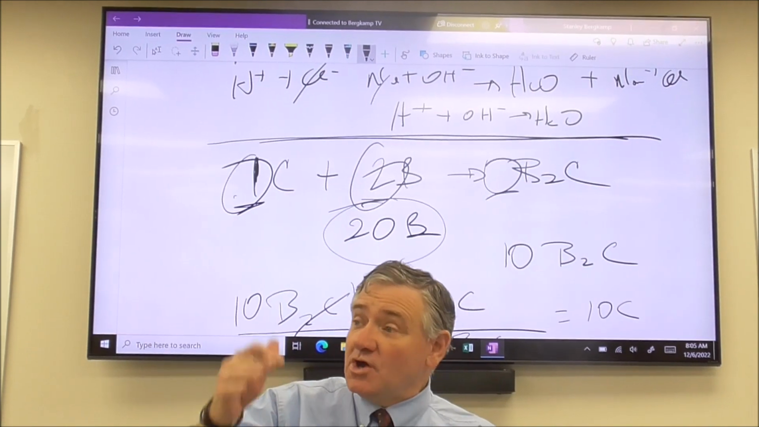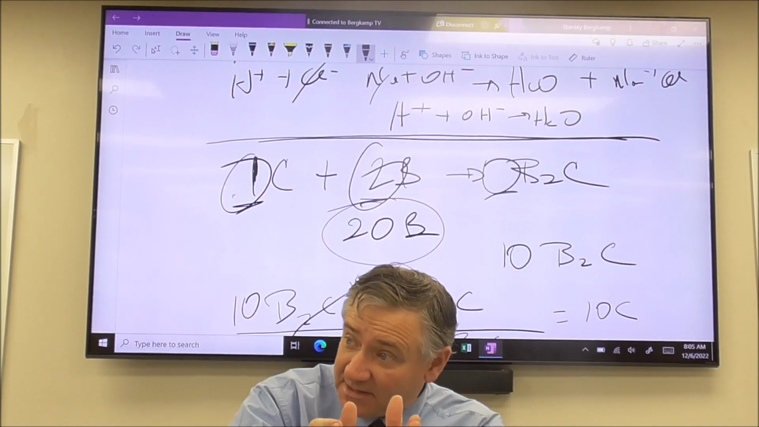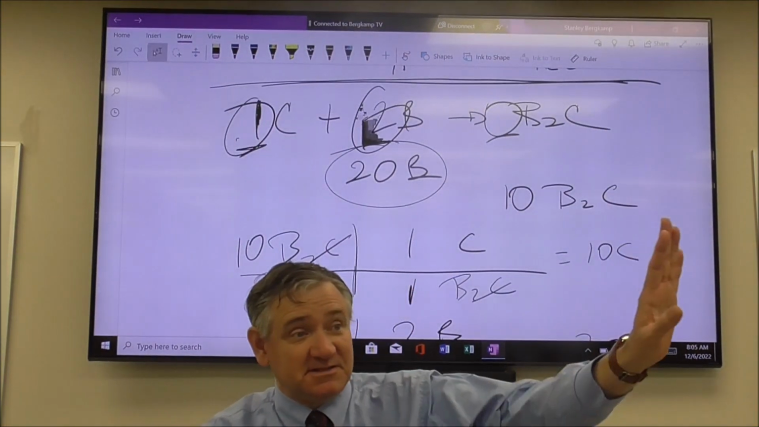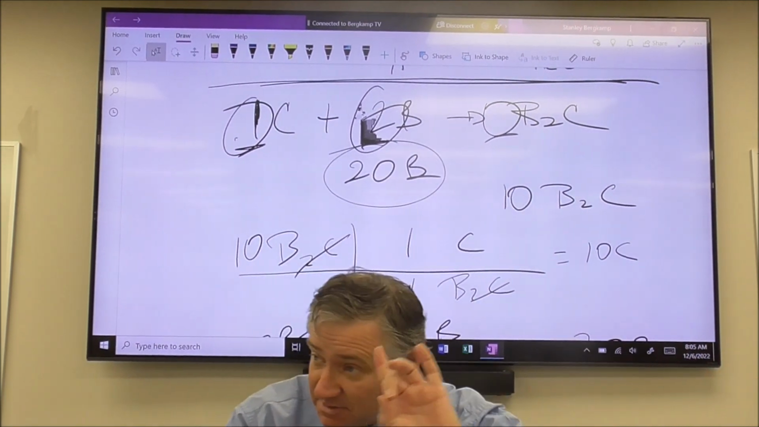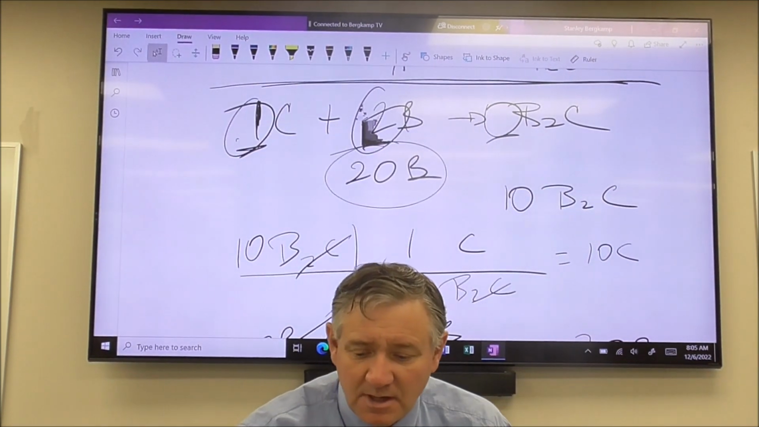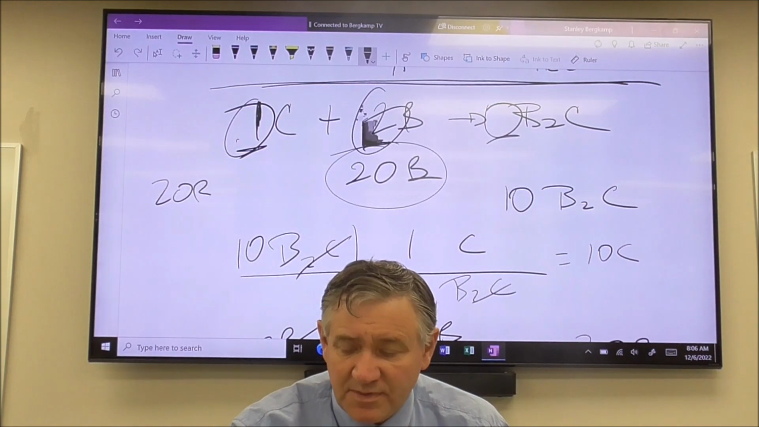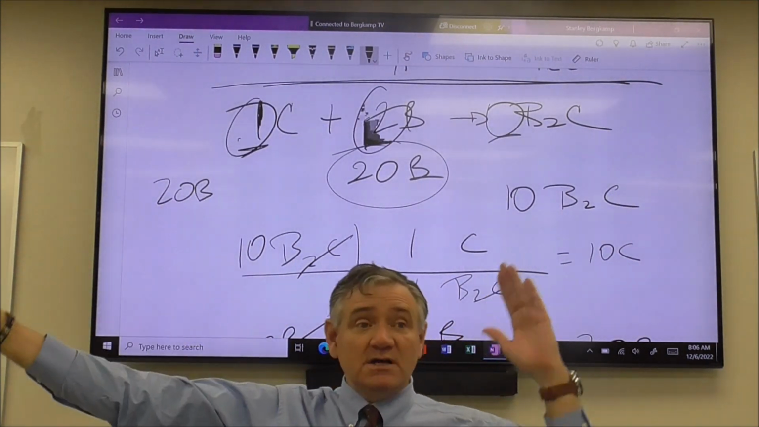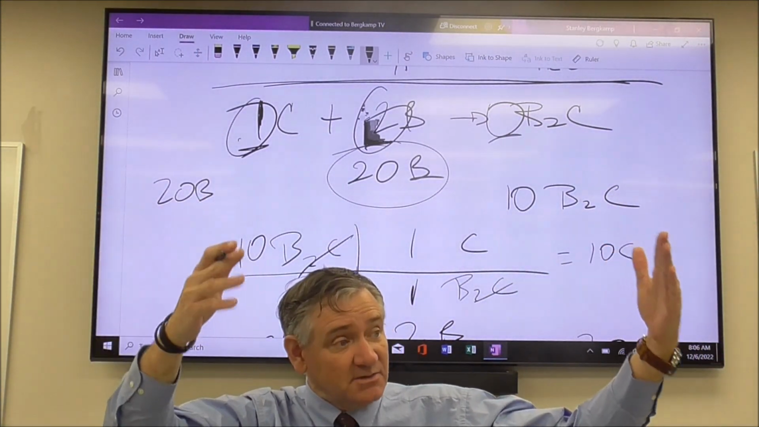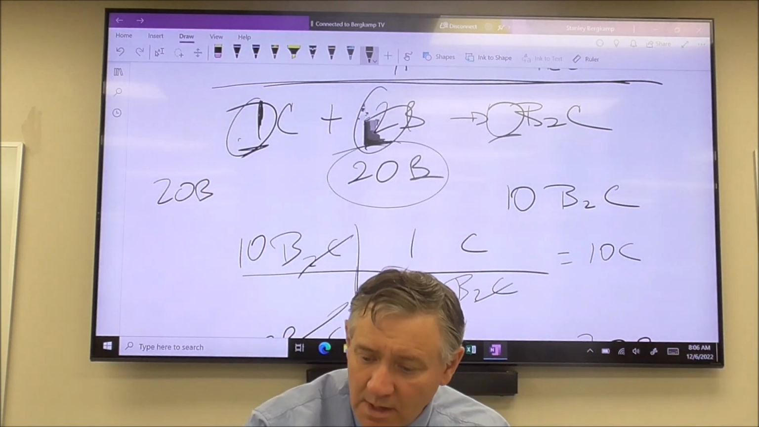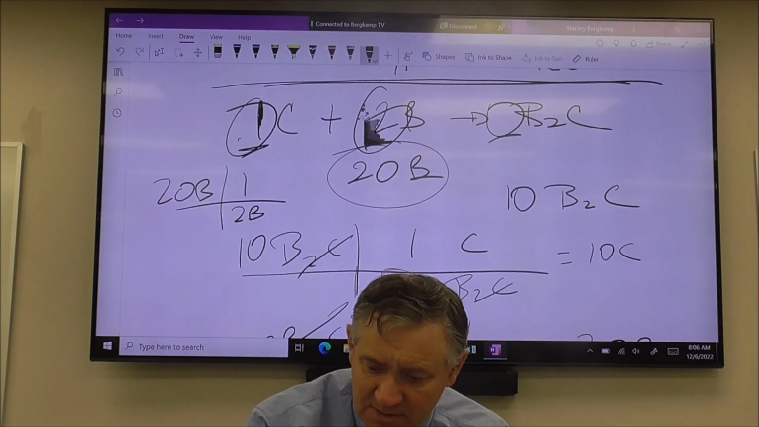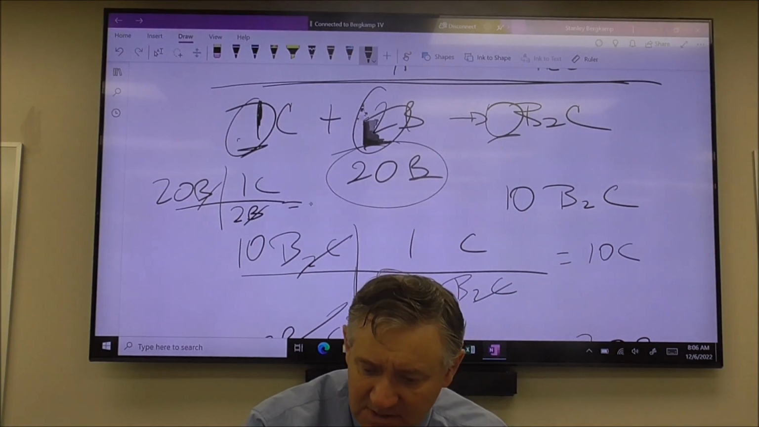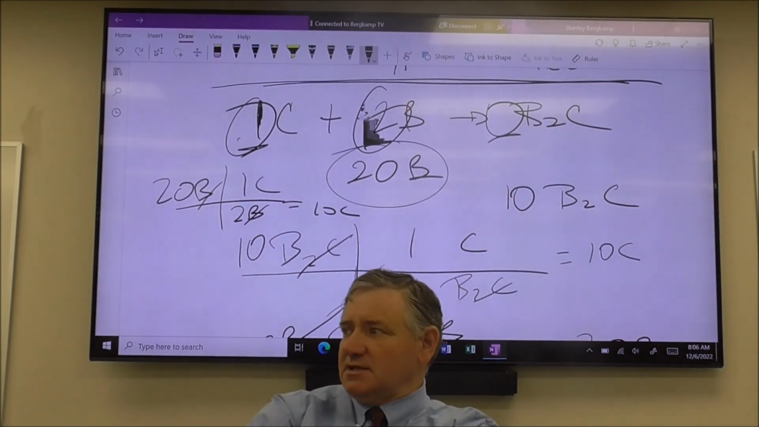So here's the other thing. You could work on the same side, too. It's like an infomercial. Well, wait, there's more. For an additional $10.99 shipping and handling, here's what else you can do. You can work everything within the same side. You don't even have to cross between products and reactants. You can stay within the same thing. You can go, oh, I got 20 slices of bread. For every 2 slices of bread, there's 1 slice of cheese. The bread cancels out. I get 10 slices of cheese.